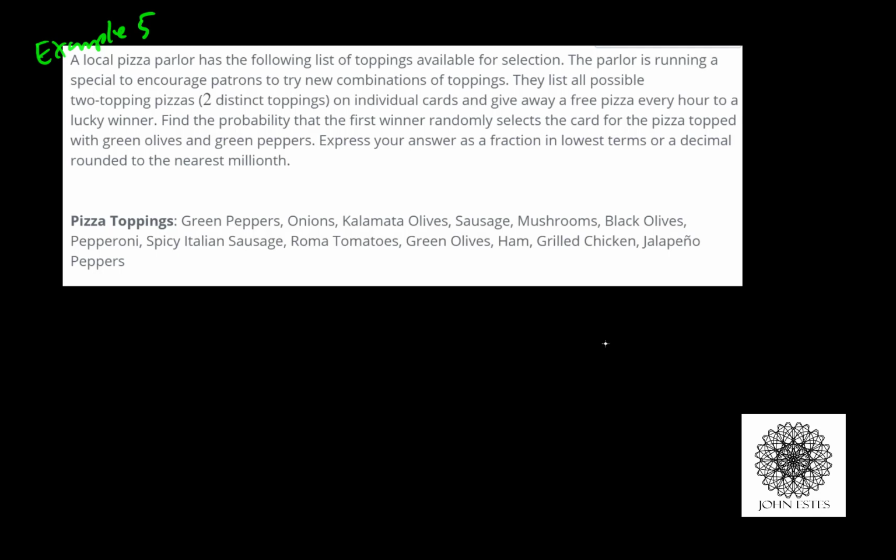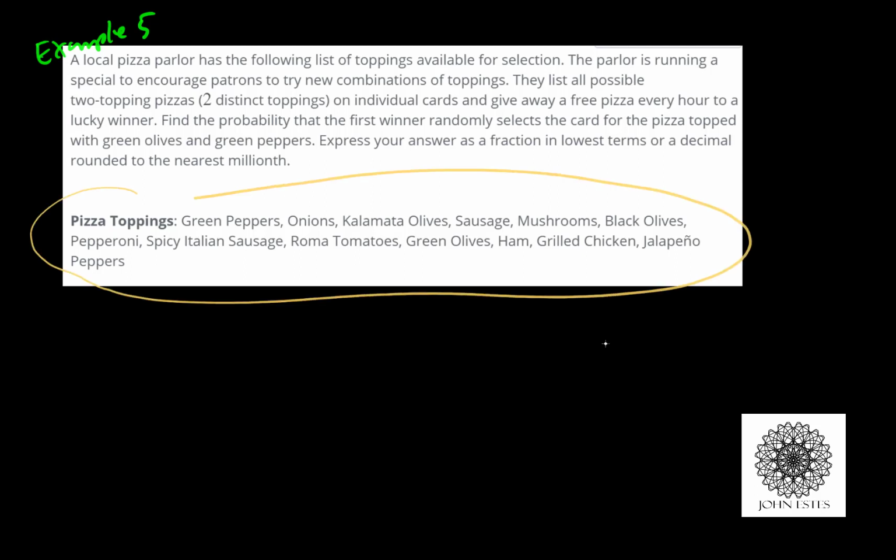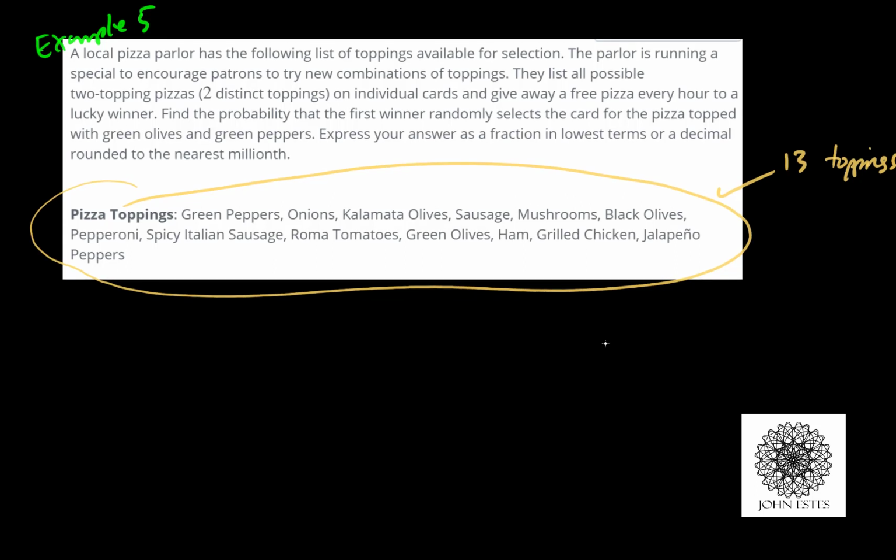What we want to do is find the probability that the first winner randomly selects the card for the pizza that has green olives and green peppers. Okay, and also here's the list of possible toppings. And if you count these out, there are 13 different toppings available. But this is not a 1-topping pizza, it's a 2-topping pizza. So the real question is not just the probability, but how many pizzas are possible?